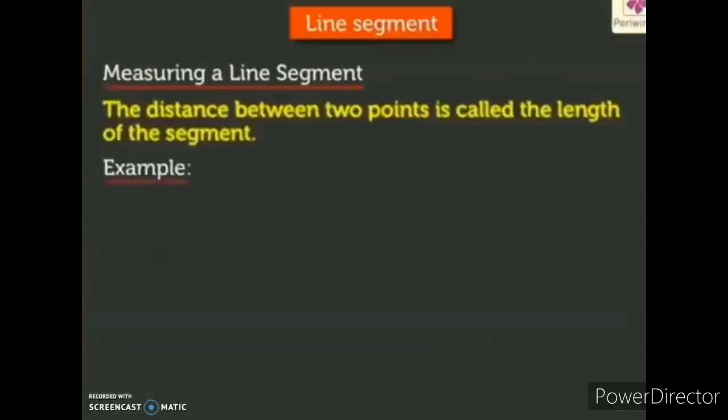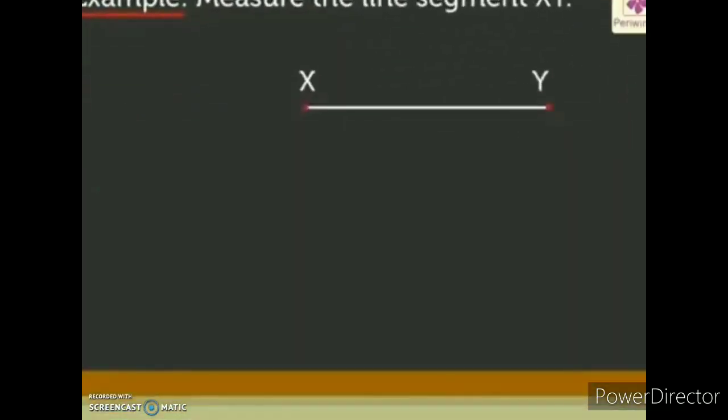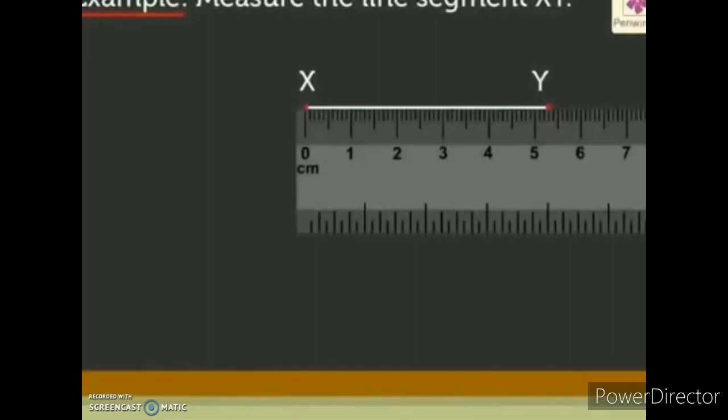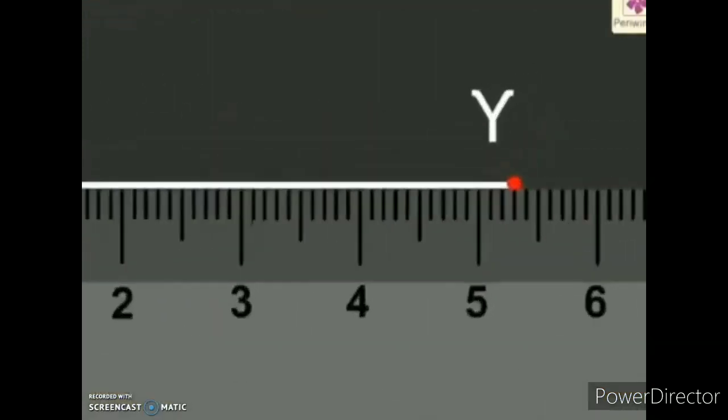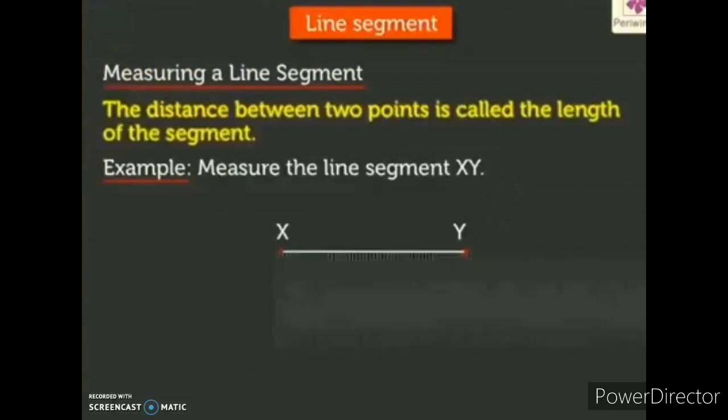So now let's see one example, children. So here the line segment XY is given to measure. First what we will do, we will place the 0 mark on the X point. Then when we mark the Y point, it is showing 5.3. Okay, so we will write line segment XY, or we can represent symbolically XY is equal to 5.3 centimeters.